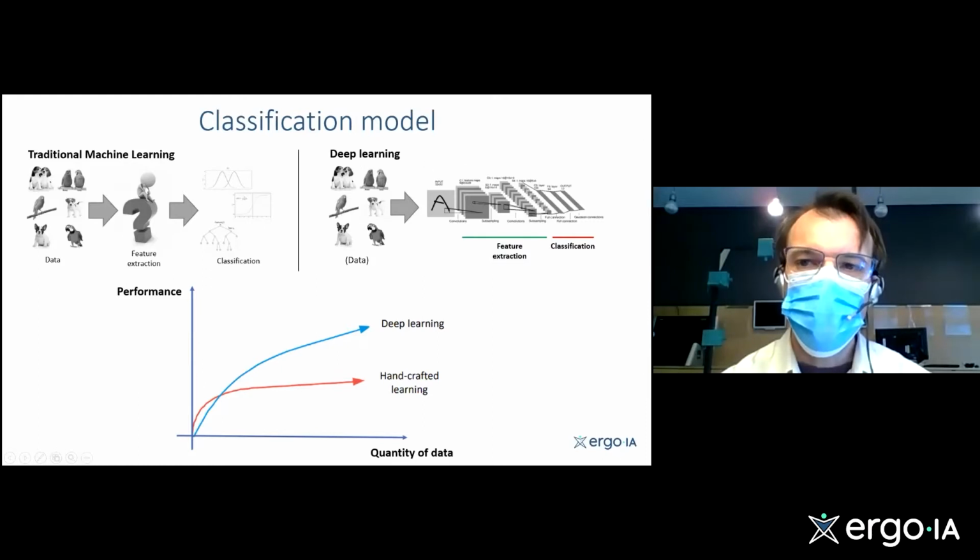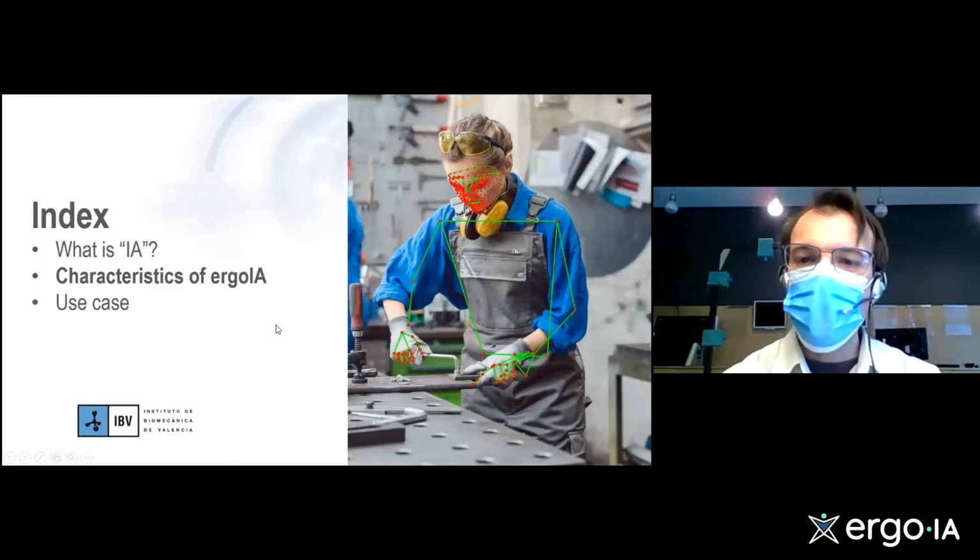But deep learning is a different kind of training in which the features themselves are also learned automatically. We don't have to tell the computer what kind of features they have to look for. They just find them themselves. And the interesting thing is that the more data we have, the better it works without any kind of limitation. And this is the kind of machine learning that we use with Ergo IA.